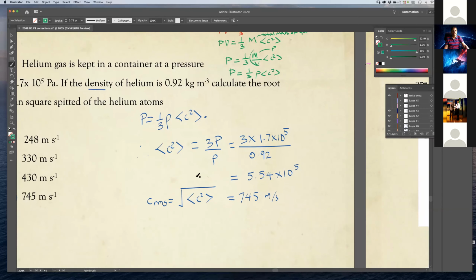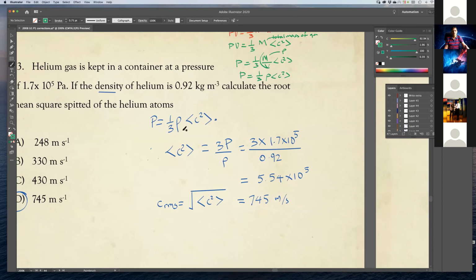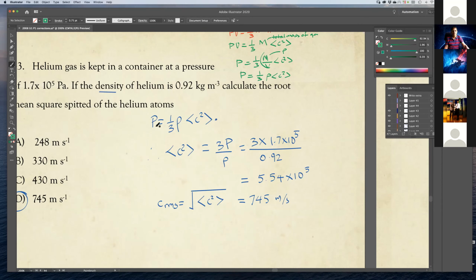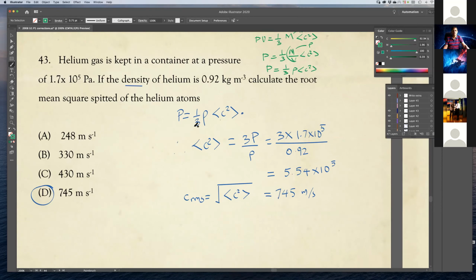Now, in this question, we were given rho, we were given P, and we are asked to find the RMS. What is the RMS? This here is called the mean square speed. This is called the mean square speed. This is called the RMS.